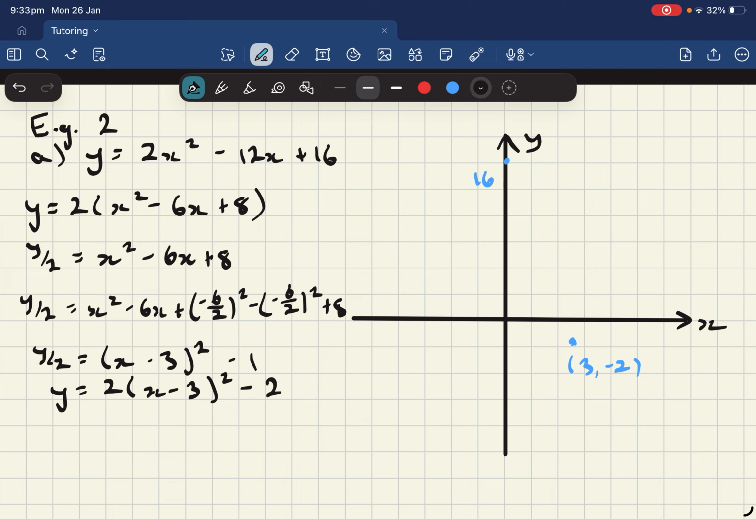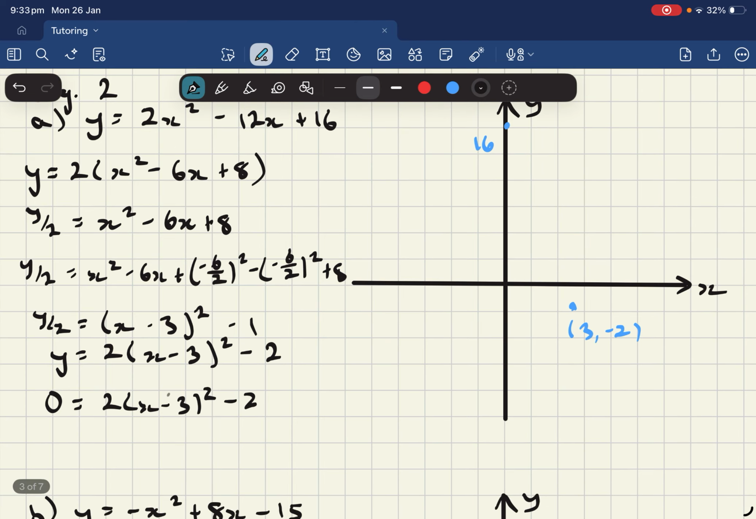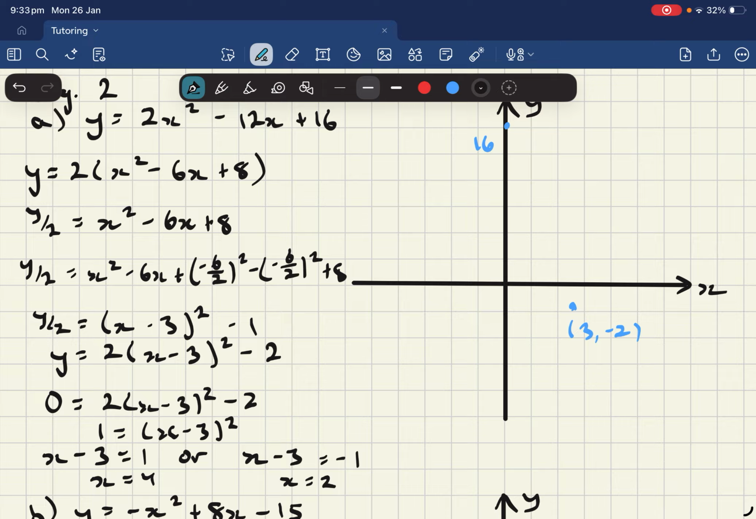And now I just have to find my x-intercepts. So I set y to equal 0. Everything's on the right-hand side. I can add the 2 across and then divide by this 2. So that'll give me 1 equals x minus 3 squared, I take the square root of both sides. So one option is for me to have x minus 3 equals positive 1, or x minus 3 equals negative 1. And my solutions for my x-intercepts are x equals 4, or x equals 2. So I have these ones here.